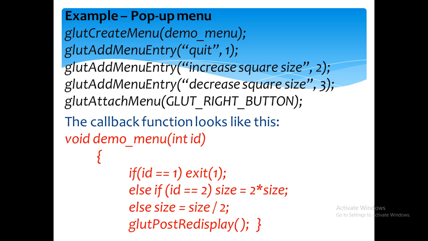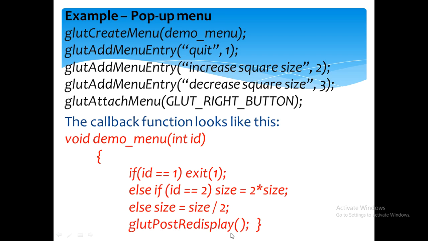Then if id equal to 1, then exit(1). If id equal to 2, then what I am doing, increase the square size. Else if id equal to 2, then size = 2 * size, means I am increasing the size of that square. I have to write code for this, right? Size = 2 * size. Else if id equal to 3, then decrease the square size, size = size / 2. Then glutPostRedisplay, then you register the callback function. This is a callback function, you register it through the callback function.